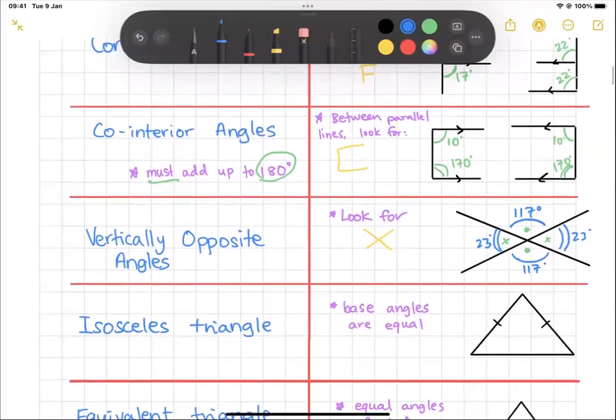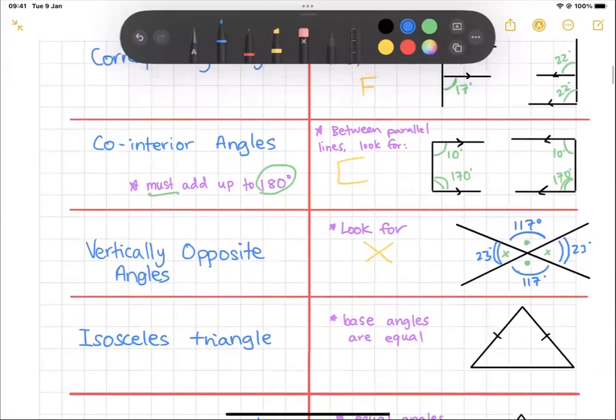Next reasoning that we've got is isosceles triangles, right? An isosceles triangle is basically where two of its sides are equal. But because those two sides are equal, the base angles, these two angles right here, must be exactly the same. All right. If I have 25 degrees here, that means this must be 25 degrees. That's the condition for an isosceles triangle. That's what makes it special.